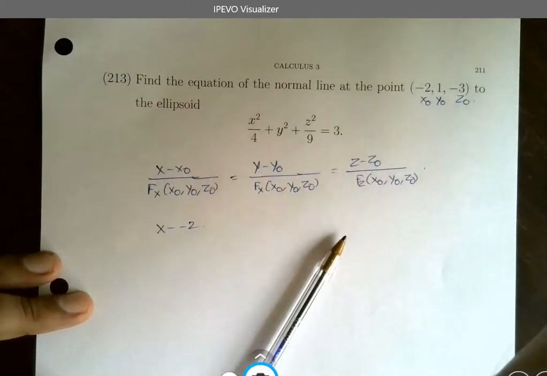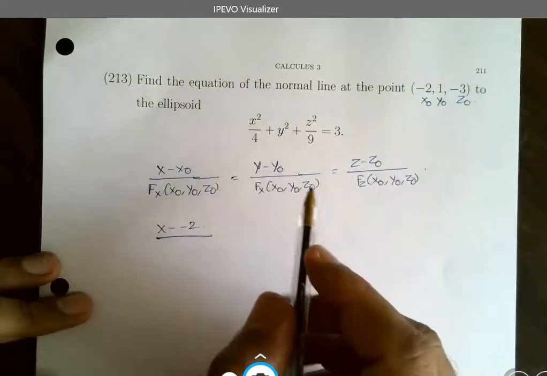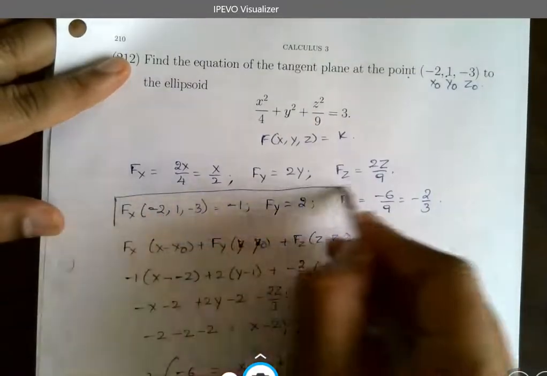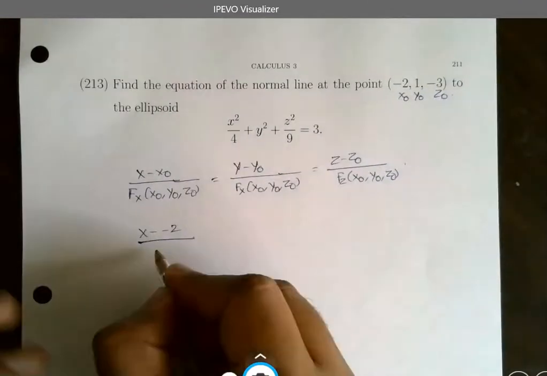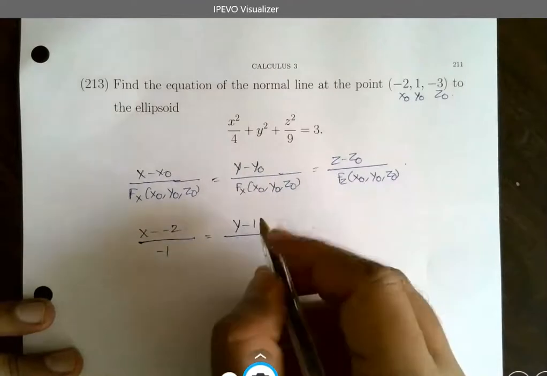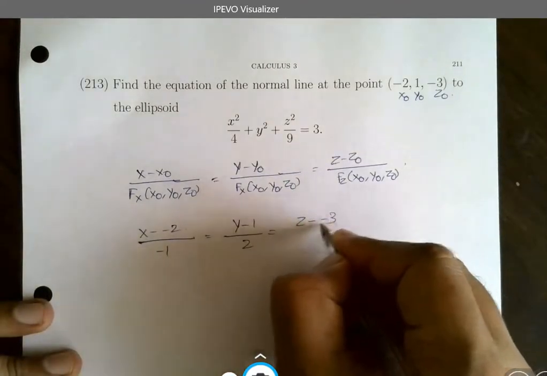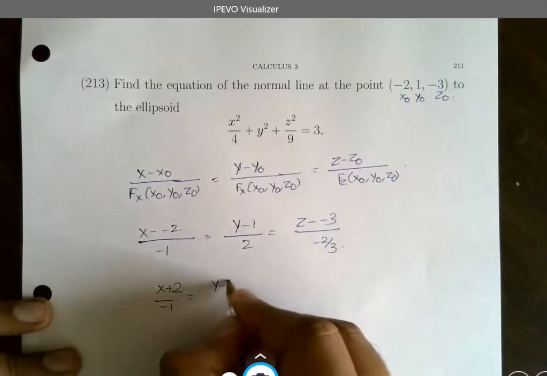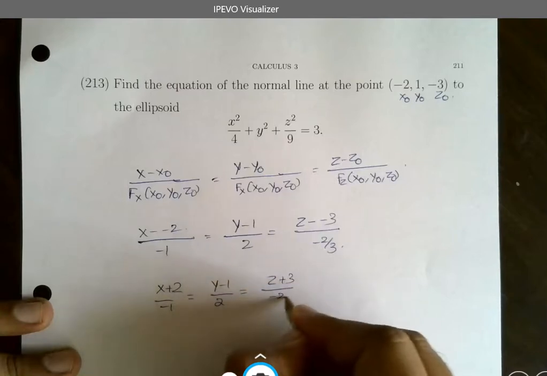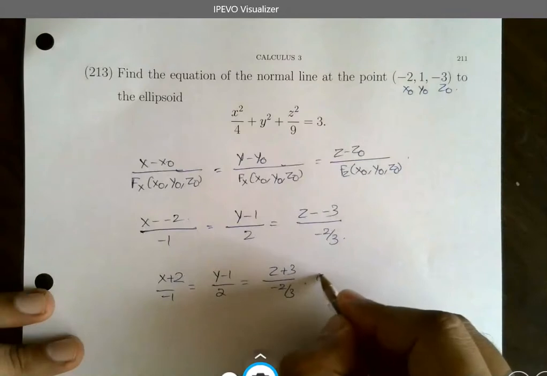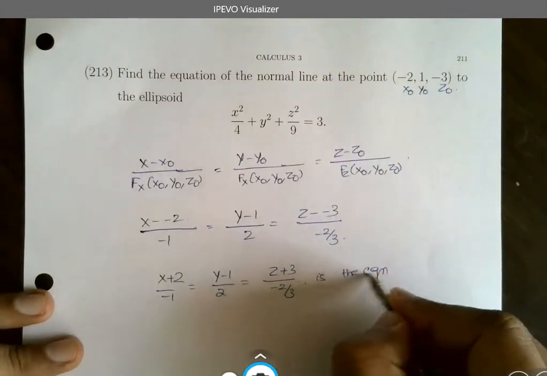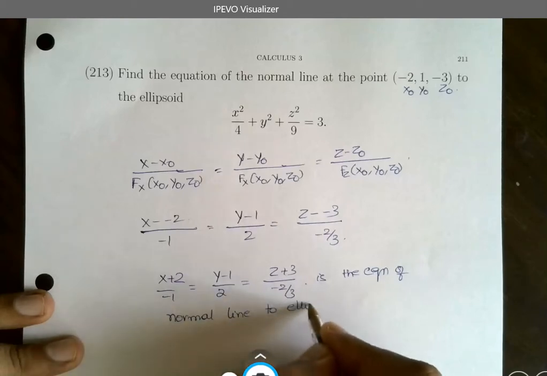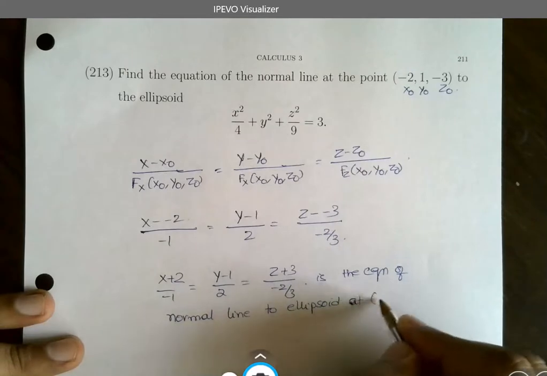Fx is what? We did that from the previous problem. These are the partial derivatives in this line. I'm just copying these values from the previous problem. Divided by negative 1, and y minus 1 divided by 2, equals z minus negative 3 divided by negative 2/3. So that gives you (x plus 2) over negative 1 equals (y minus 1) over 2 equals (z plus 3) over negative 2/3, which is the equation of the normal line to the ellipsoid at the point negative 2, 1, negative 3.